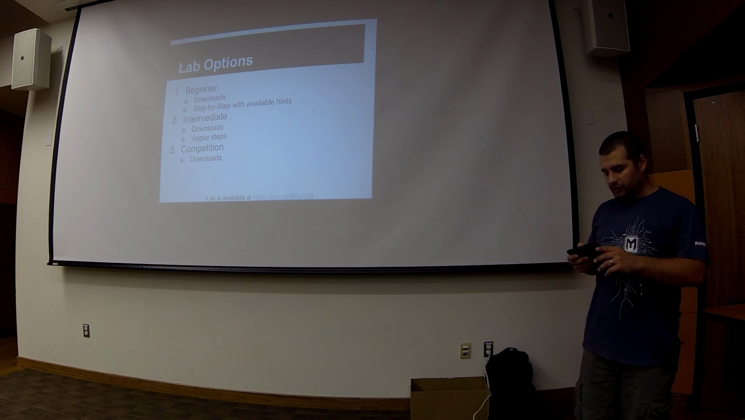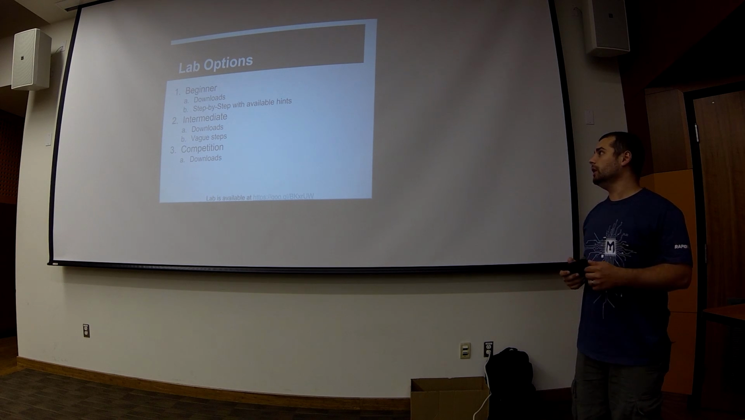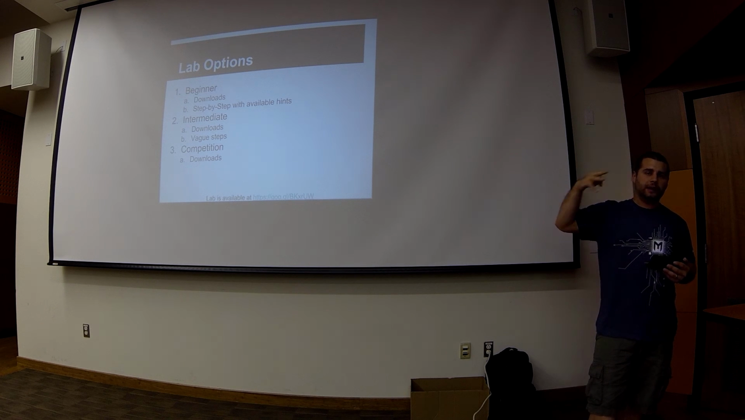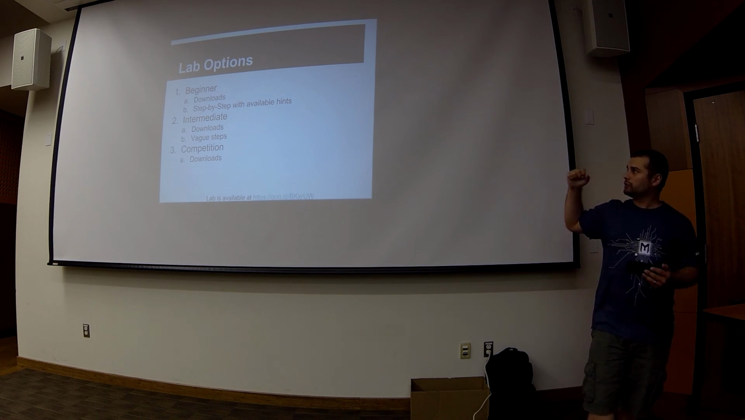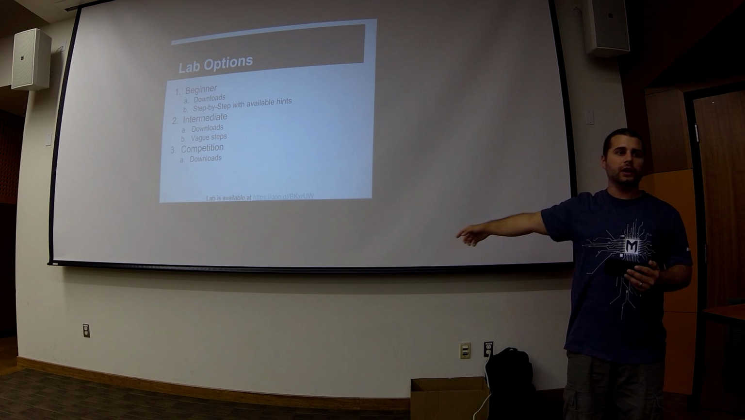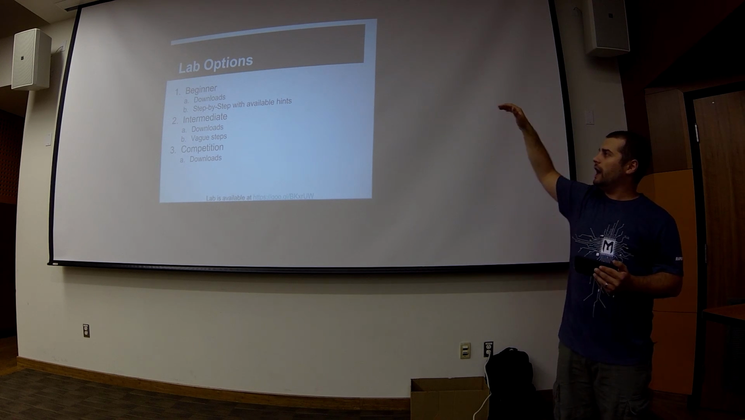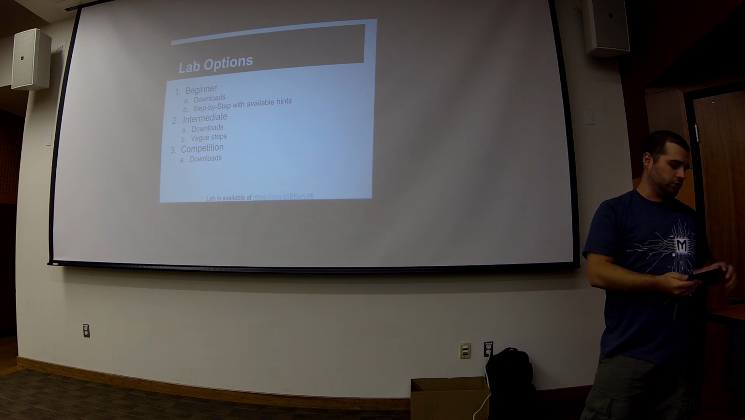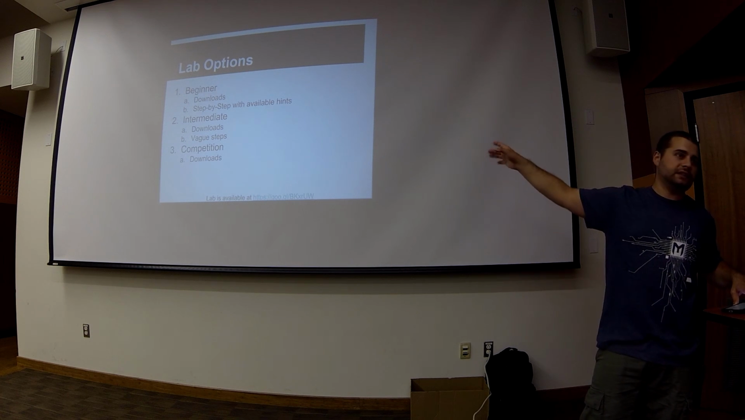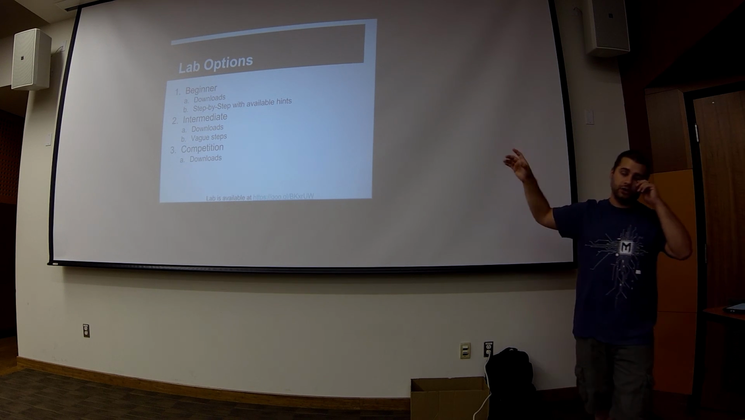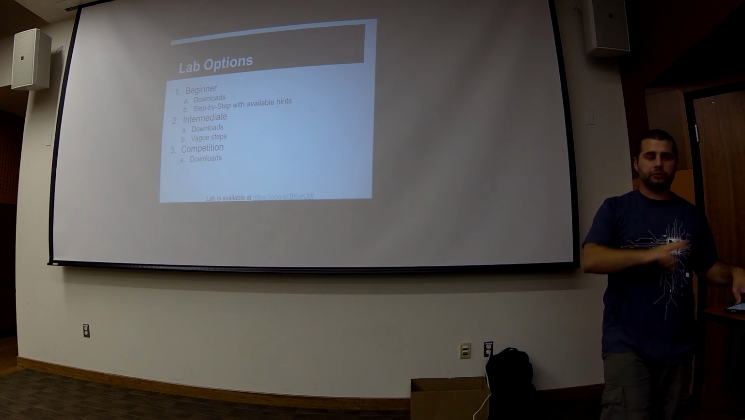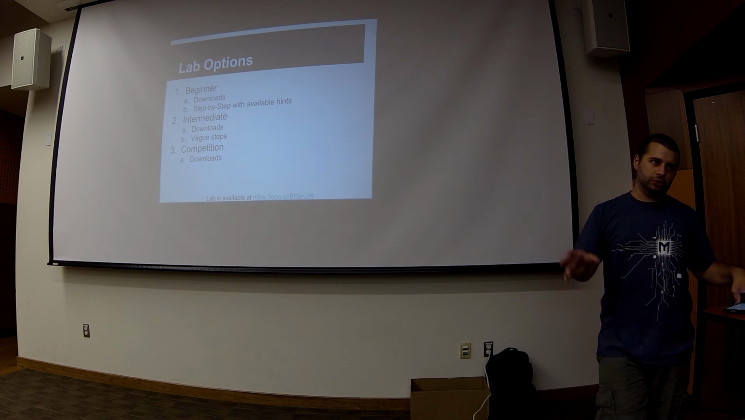So there are a couple of options for the lab, and then after this we're going to get going. There are three main options: the beginner, the intermediate, and the competition. The hashes are different for all of them. The beginner has a download section in the README that links to a bunch of different tools that you can use. It also has step-by-step instructions with available hints. If you go into the READMEs, there's a hints folder, and it will literally tell you command by command what to do to crack these passwords.